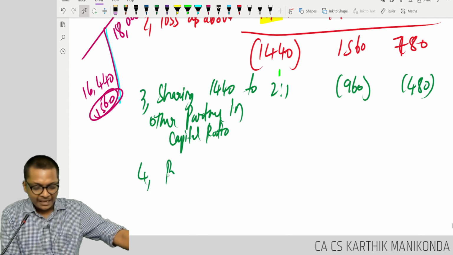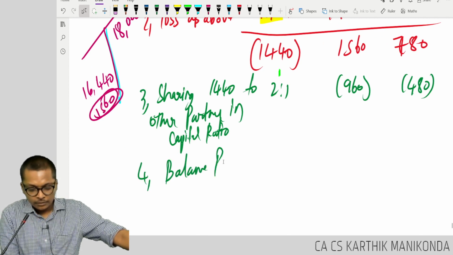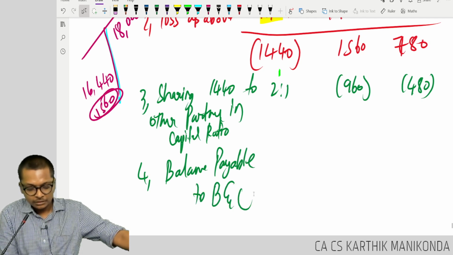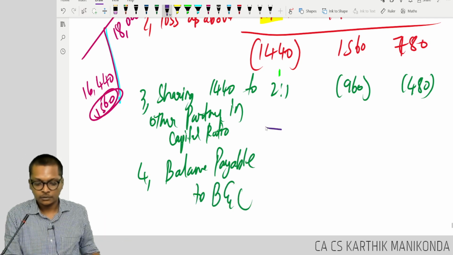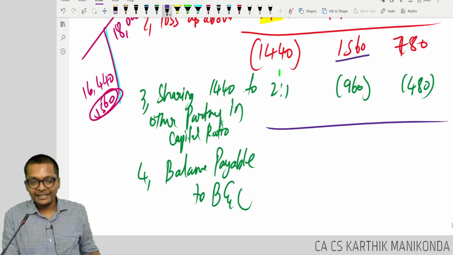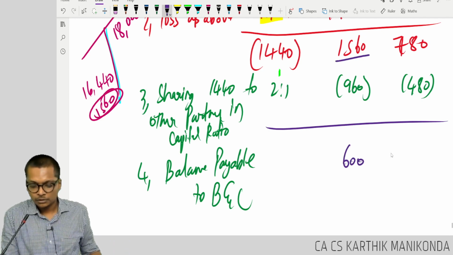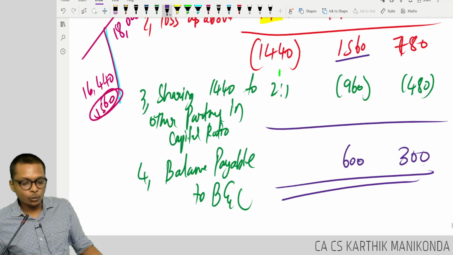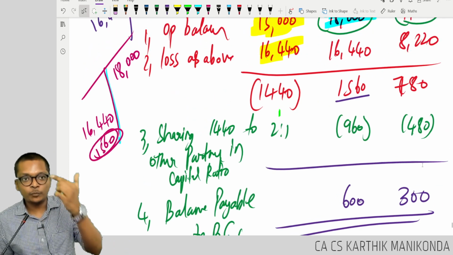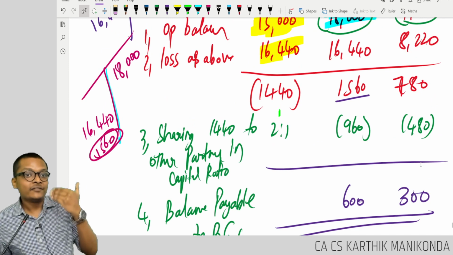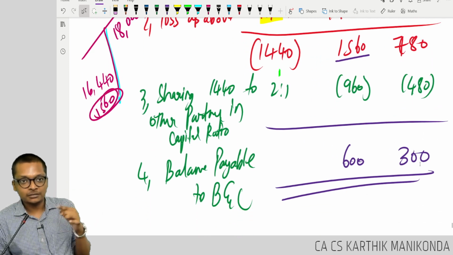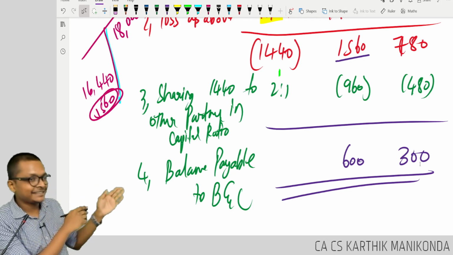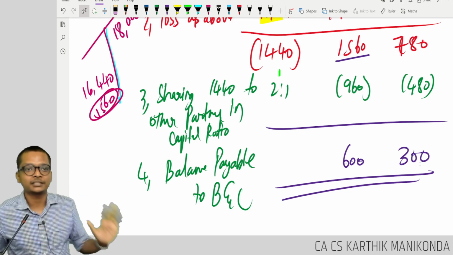Therefore, balance payable to B and C. How much? 1560 minus 960. 600, 300. Now, this 600, 300, we have to pay or they have to pay up? We have to pay them. Total how much? How much I have? That's it. So for computing, you take 600, he will take 300.